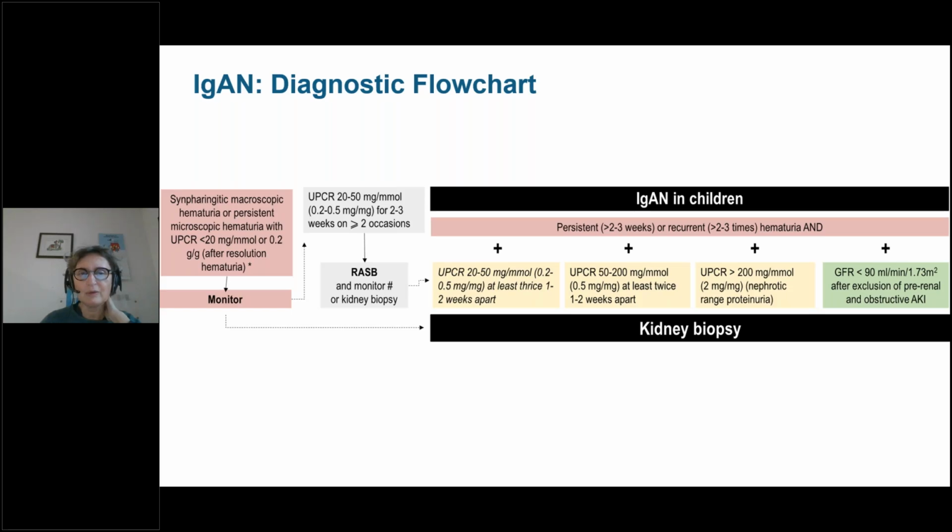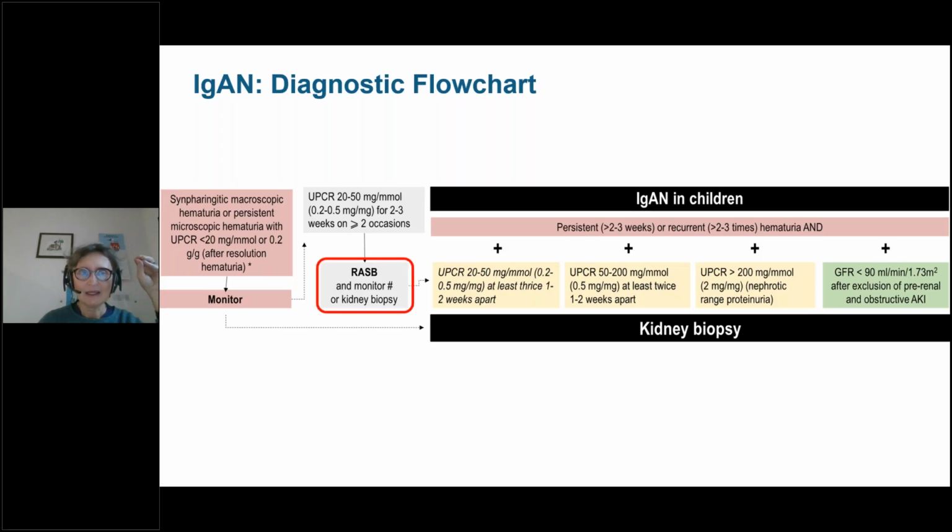So we put a very low threshold of urinary PCR to perform the biopsy because we really want to avoid underdiagnosing this condition, and because we know how subtle sometimes the presentation can be clinically, but despite this, we can then find important lesions on the kidney biopsy.